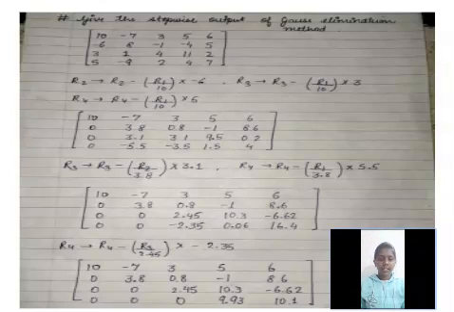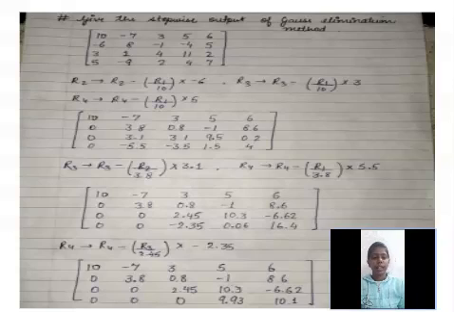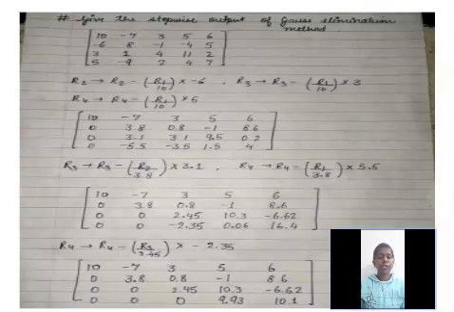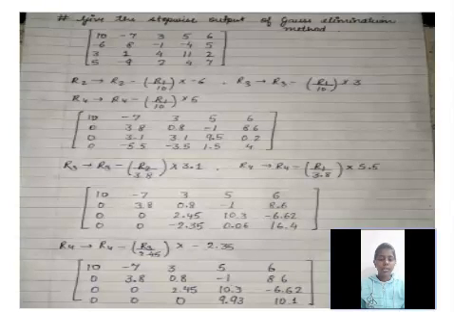So the question is: 10, -7, 3, 5, 6; -6, 8, -1, -4, 5; 3, 1, 4, 11, 2; 5, -9, 2, 4, 7. Basically it is a 4 by 5 matrix and we have to find the solution with the help of the Gauss elimination method. In the Gauss elimination method we can apply some transformations and convert a matrix into an easier matrix.